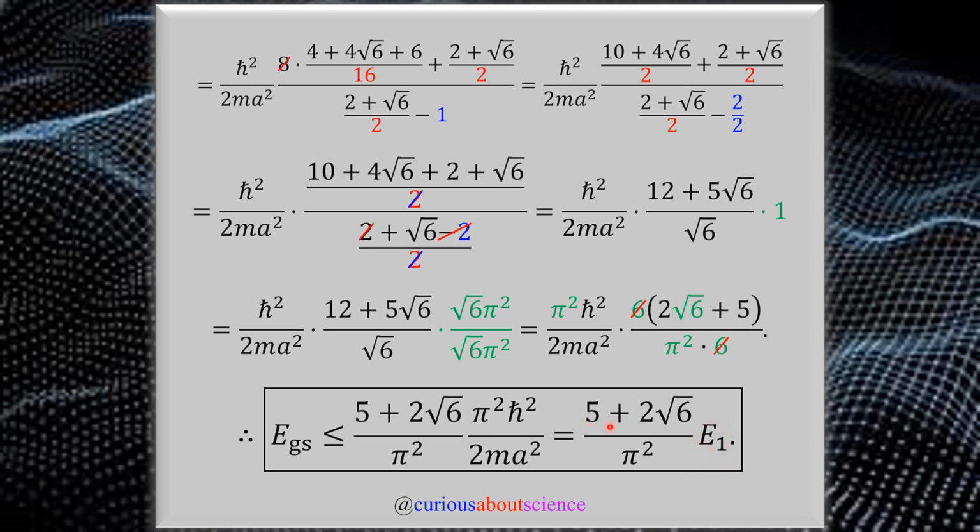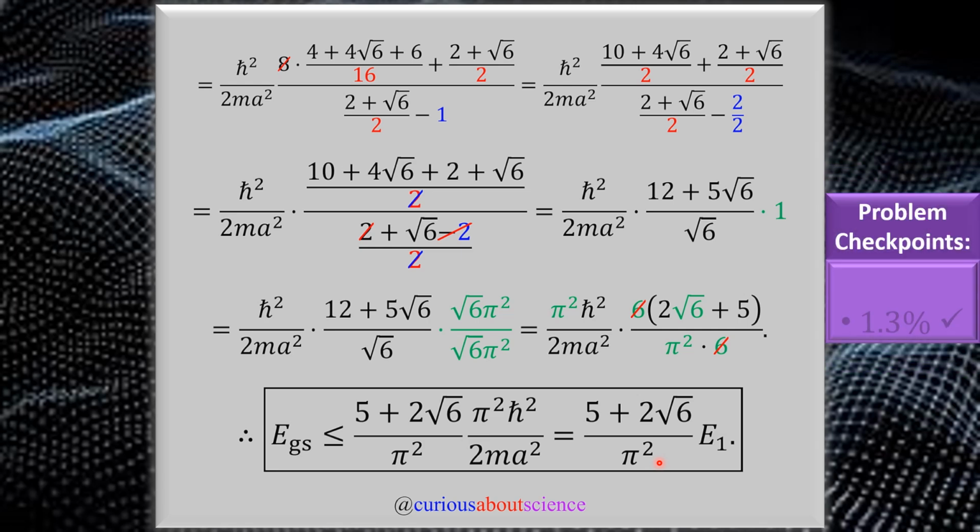Okay, but we're left with 5 plus 2 square root of 6 over pi squared. Now, this is remarkable because what we actually see is that this is 0.3% above the ground state energy. 0.3%. That is 16.4, I believe. Yeah, 16.4 times less error than the 5% error cutoff. I lied. It's actually 16.8% less. That is a miracle, and I freaked out in excitement about how close this actually was.